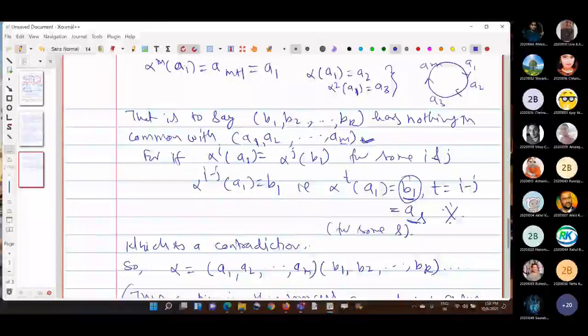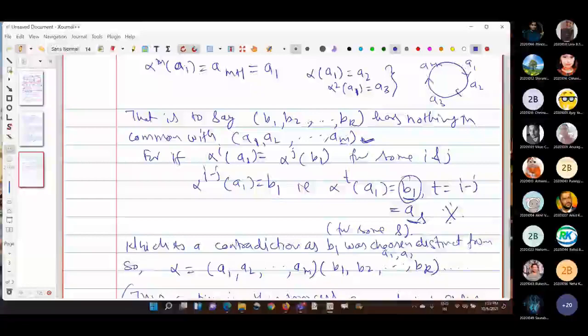This is a contradiction as B1 was chosen distinct from A1, A2 up to AM. Now, is it clear? Fine. So this completes the proof.